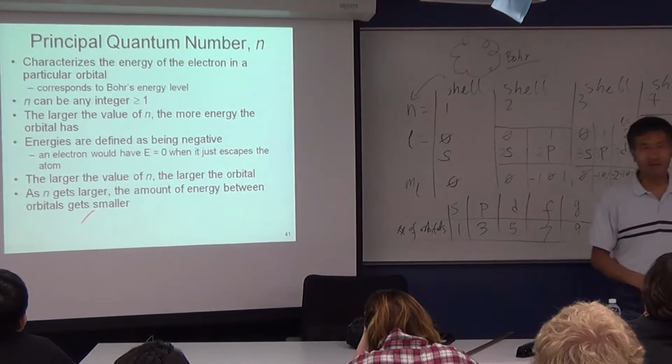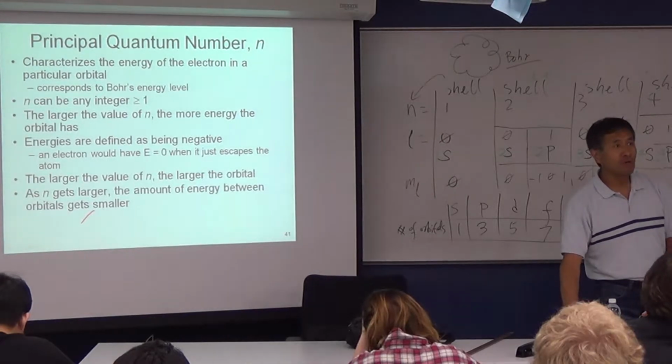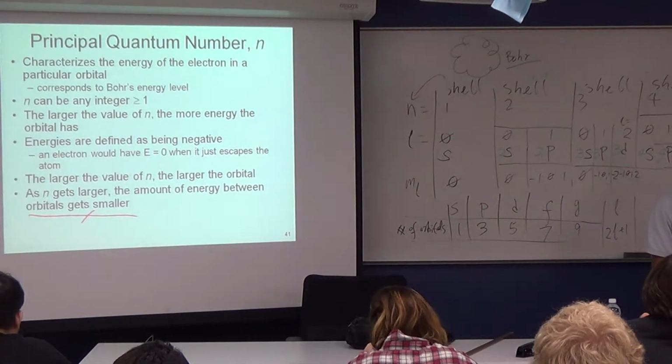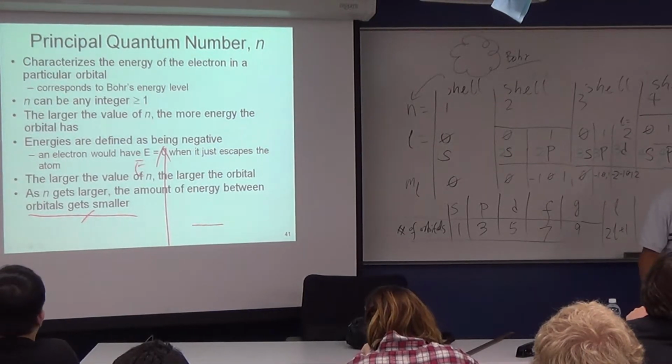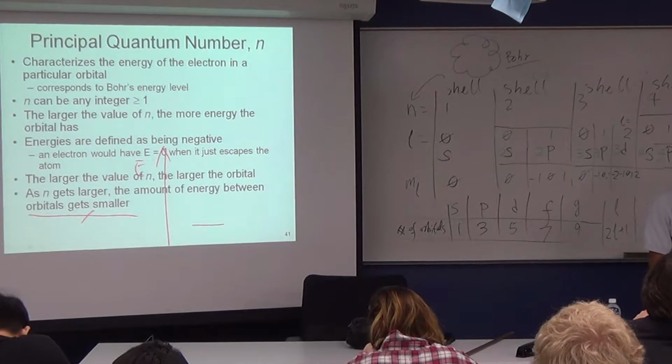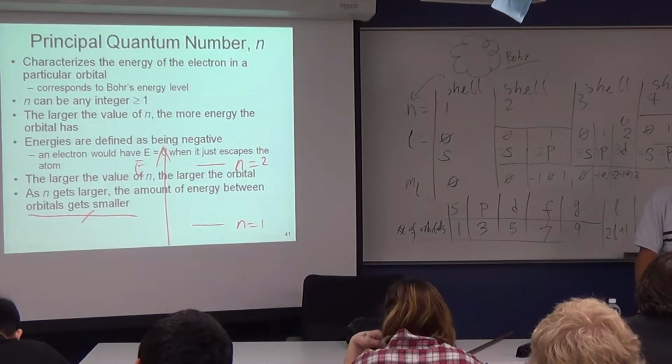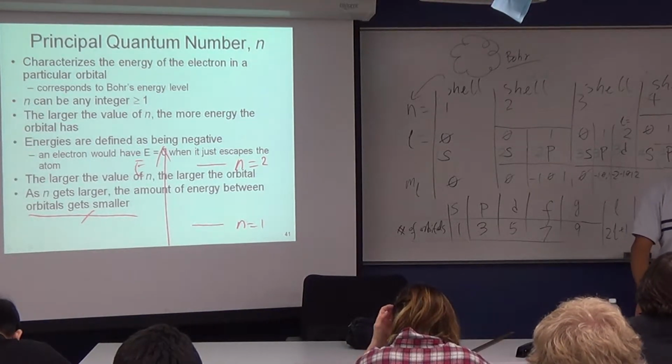Questions? Okay. So this last one, that means, let's say this is the energy, so the energy increases going up. I draw a line here. That means this lowest energy is for n is 1, and then the next one will be n is 2. It's a very rough approximation.